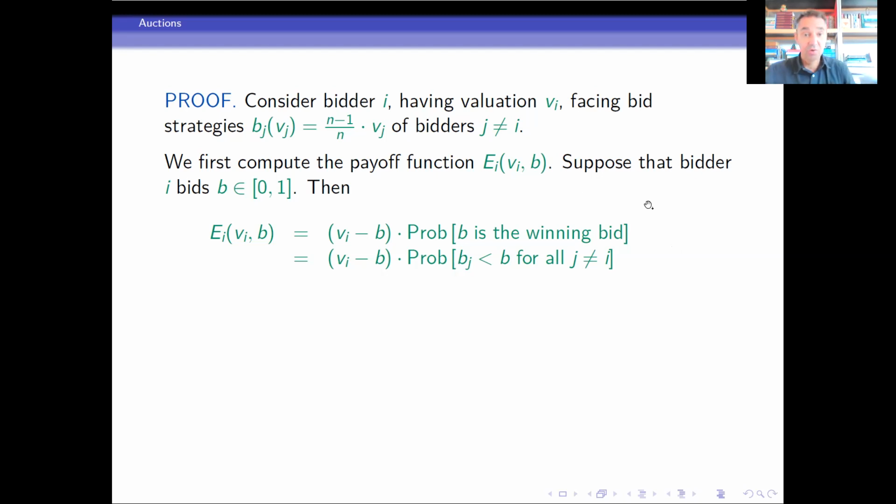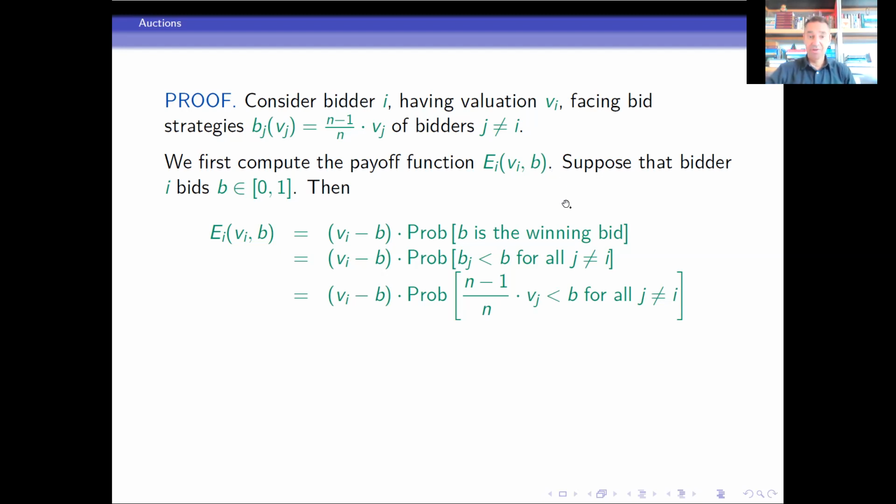And now what I know is that the bids of others are given by this expression, right? So this is the point where I'm going to use the fact that I know the bid strategies of other people. I'm going to compute the probability that my bid exceeds that expression over there. So I want to know the probability that my bid exceeds this expression for all j.